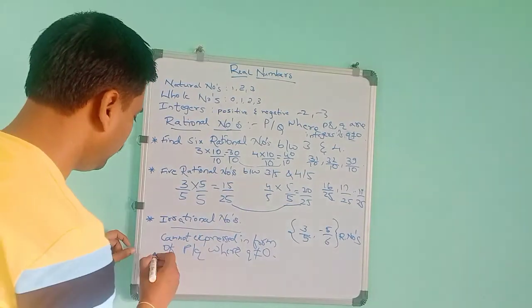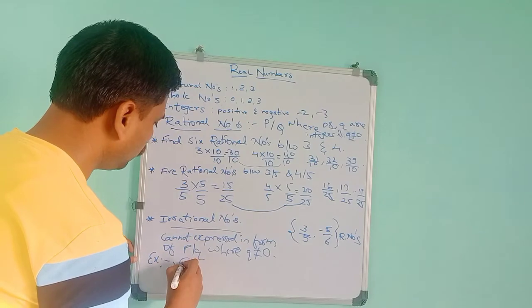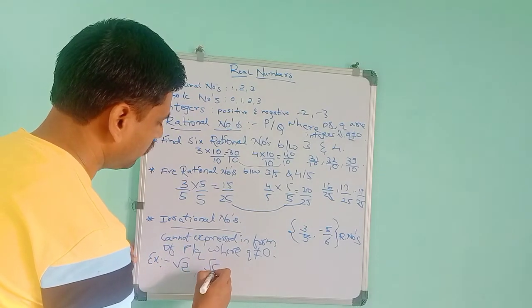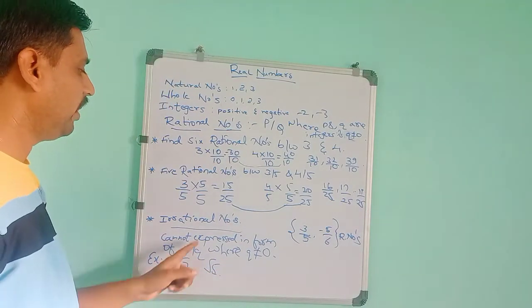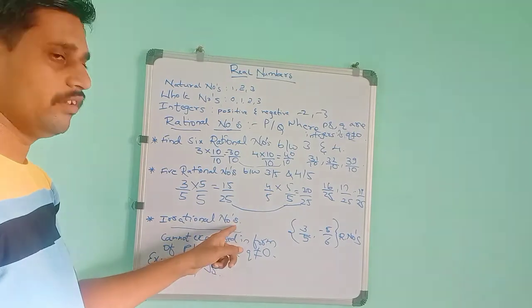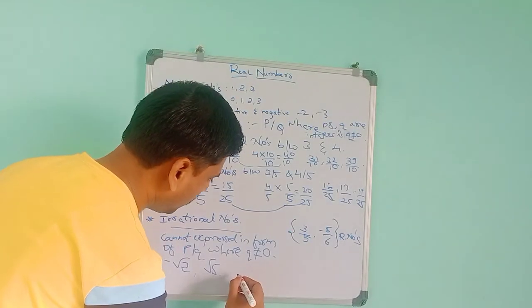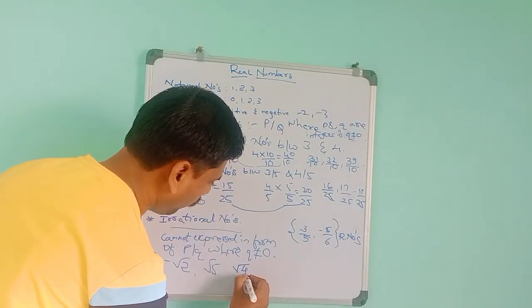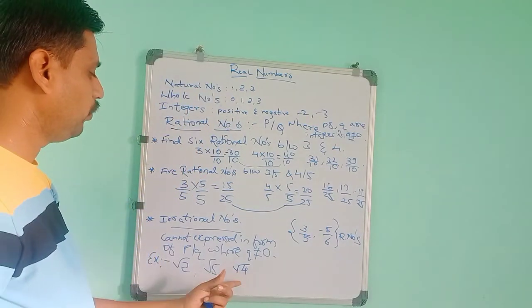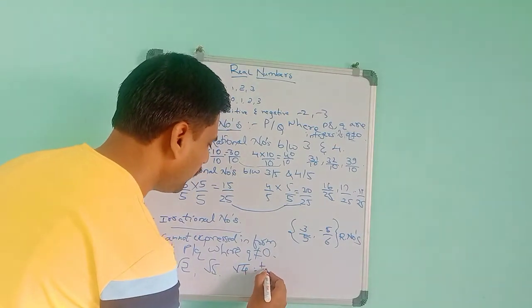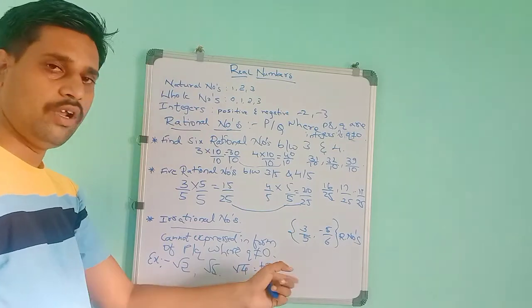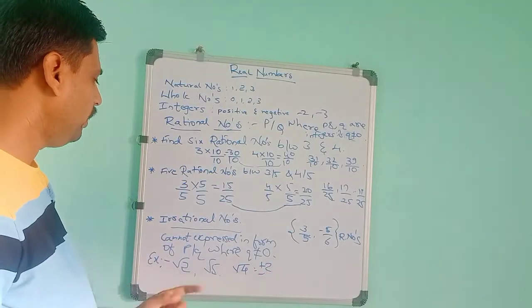Example, you can take root 2 or root 5. So root 2 is an irrational number and root 5 is also an irrational number. But if you take the complete square root, like root 4, it is not an irrational number, because root 4 you can put as plus 2 or minus 2. But both these are not irrational numbers.